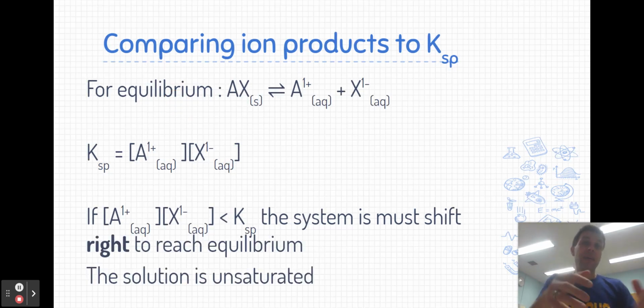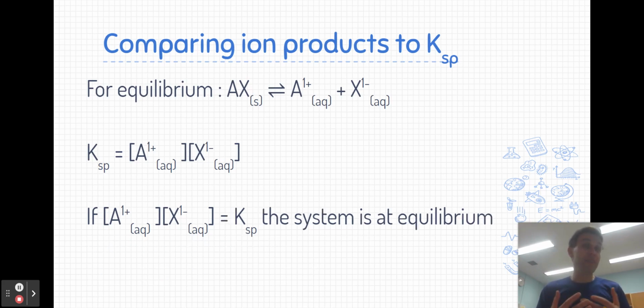Conversely, if the ion product is less than the KSP value, the system can shift to the right. More solid can be dissolved for the solution to reach equilibrium. We call this system an unsaturated ionic solution because more solid can still be dissolved. And obviously, by definition, if the ion product is equal to the KSP value, the system is at equilibrium.